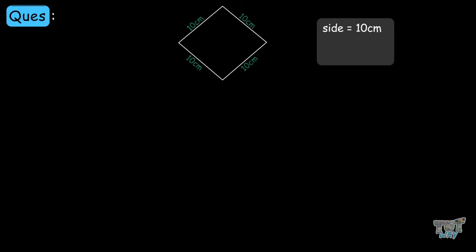We have to find the area of a rhombus whose side is 10 centimeters and altitude is 9.6 centimeters, and one of the diagonals is 16 centimeters. Let's solve this question.